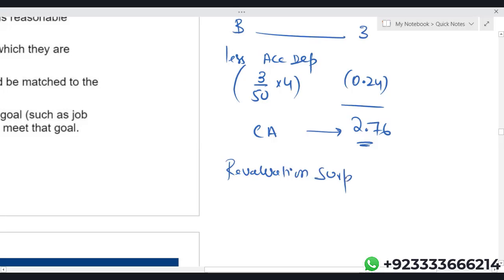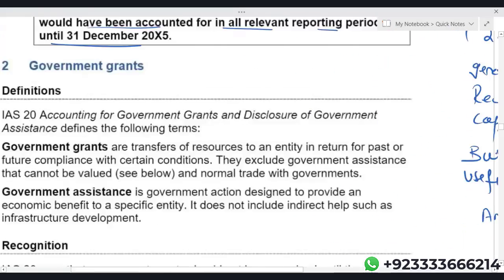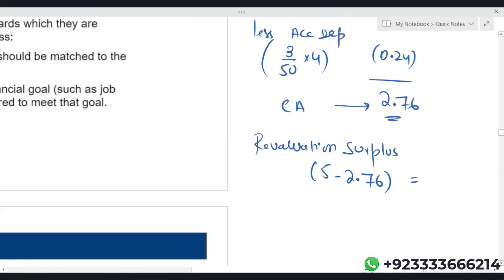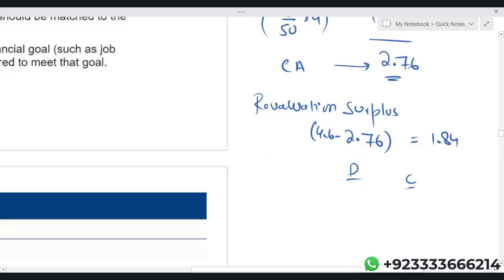So revaluation surplus. Can I say 5 minus 2.76? It is not 5, it is 4.6. 4.6 minus 2.76, I'm getting 1.84. Simply, building is debited by 1.84 million. Revaluation, OCI, other comprehensive income, is credited by 1.84.